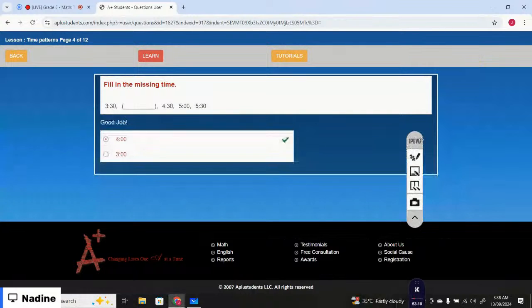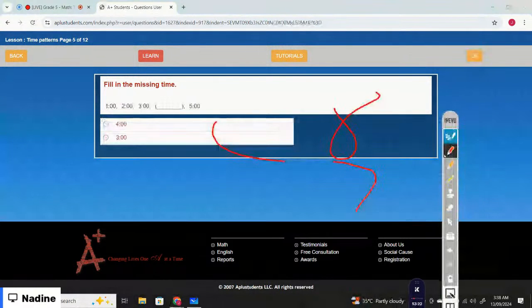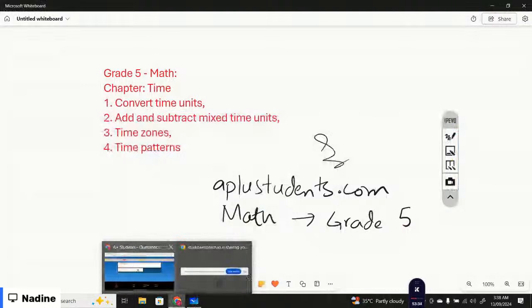That is the tool I use to write on the screen. Everywhere I can write using this tool. Otherwise, I can only write on the whiteboard, right? If I don't use this tool, I can write only here. But by using this tool, I can write anywhere on the screen.